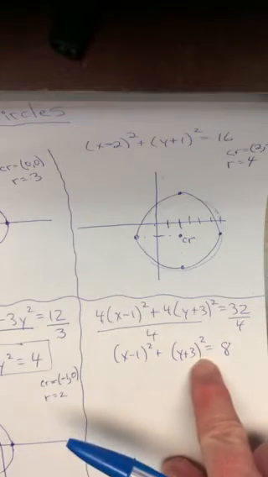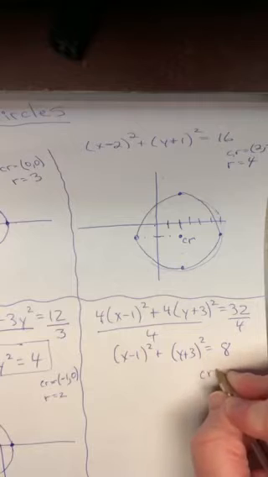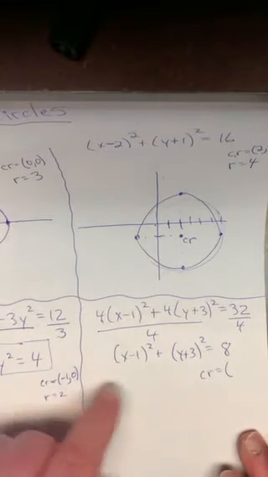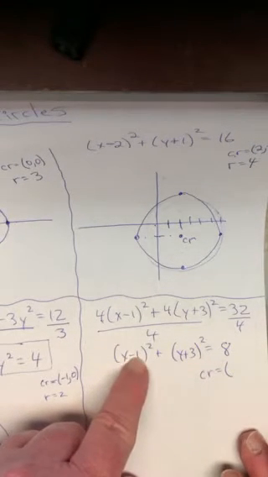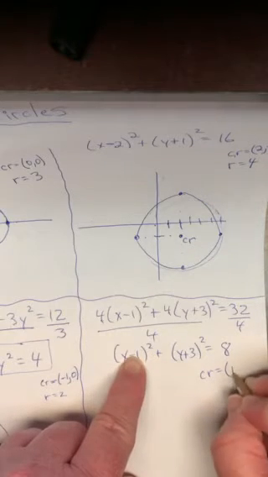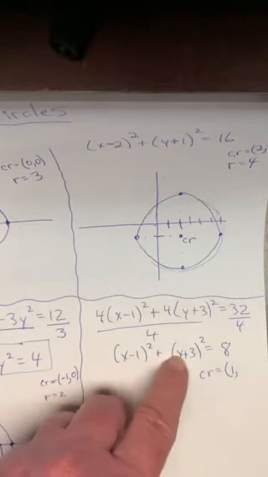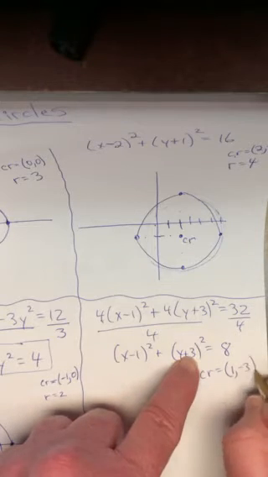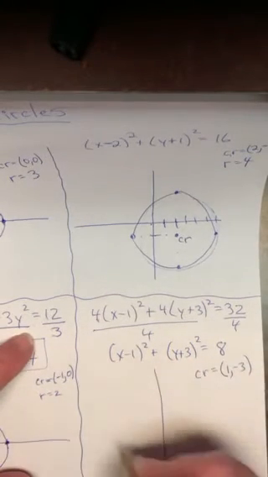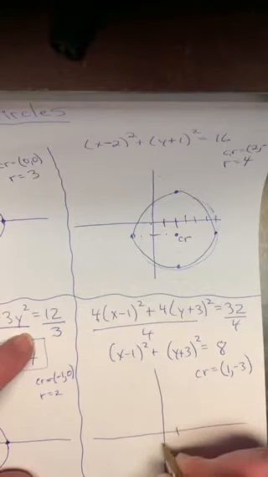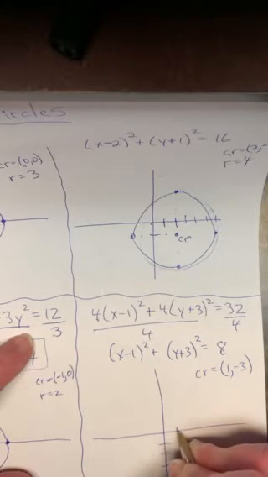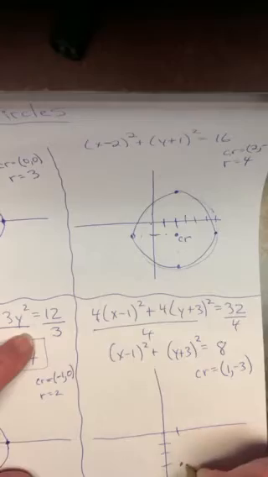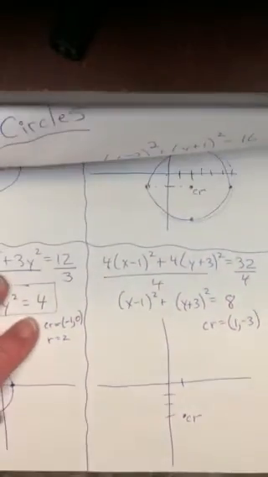It's in standard form. The center is, okay, careful, it says x minus 1. What's the opposite of minus 1? 1. It says y plus 3. What's the opposite of plus 3? Minus 3. So for this circle, I'm actually going to go what? Right 1 and down 3. So there's the center of it.